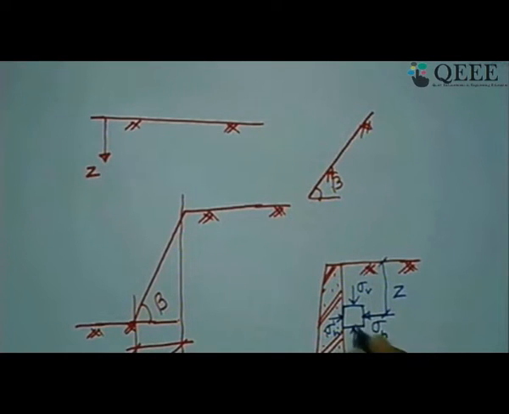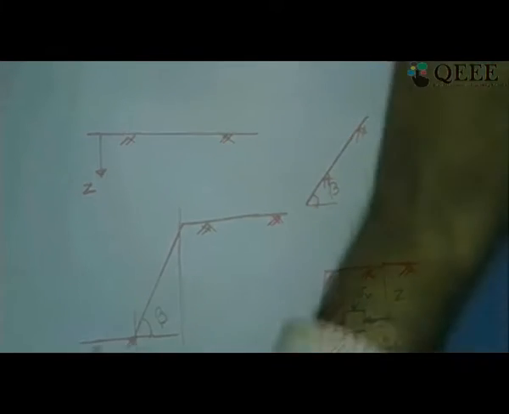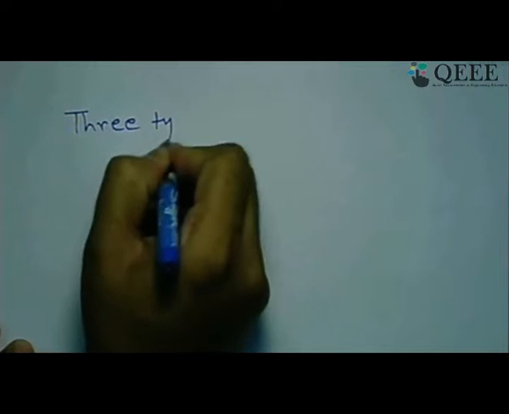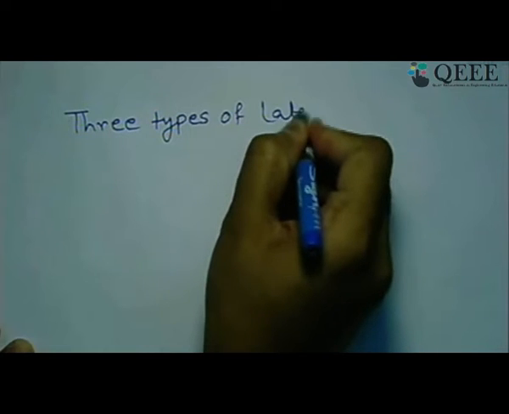So for any soil mass, if we take this soil element, we have understood how this causes the lateral earth pressure. Now let us see what the different types of this lateral earth pressure, or this sigma h, can be depending on the movement of the wall. So if we now check, there are three different types of lateral earth pressure.